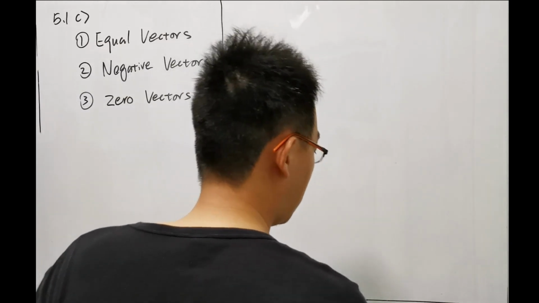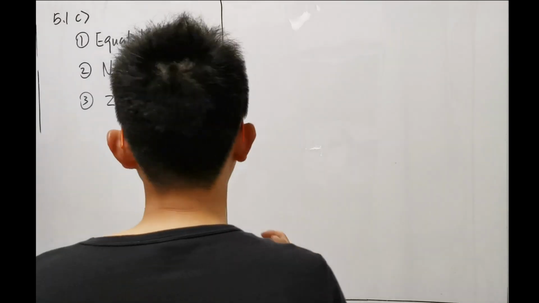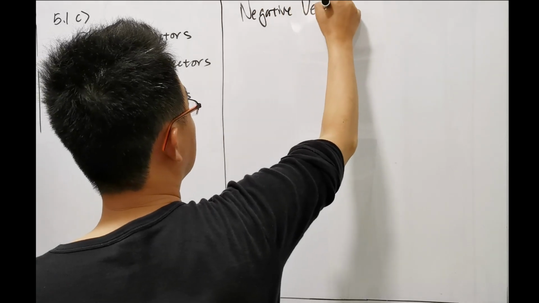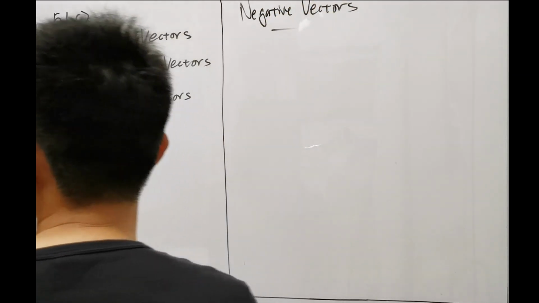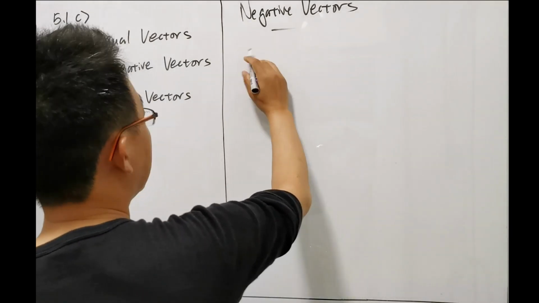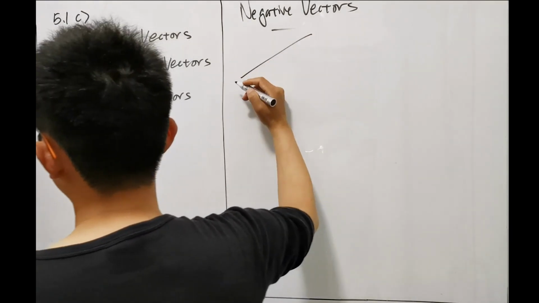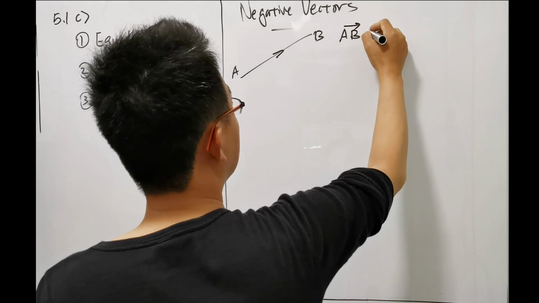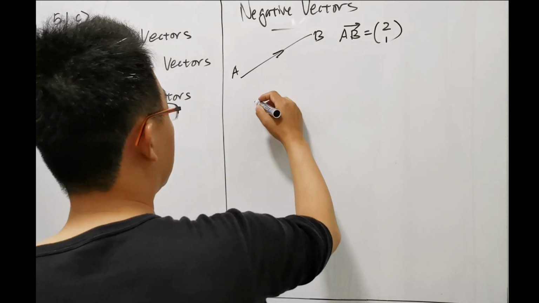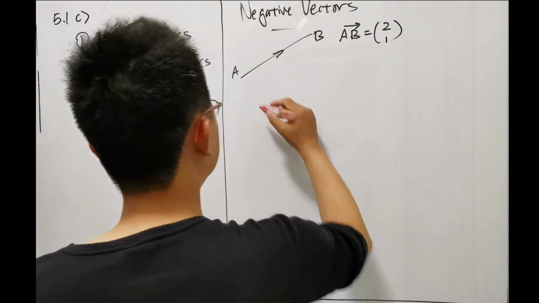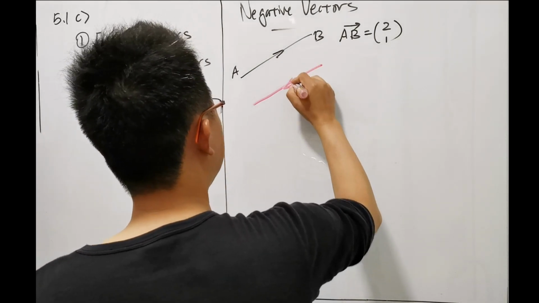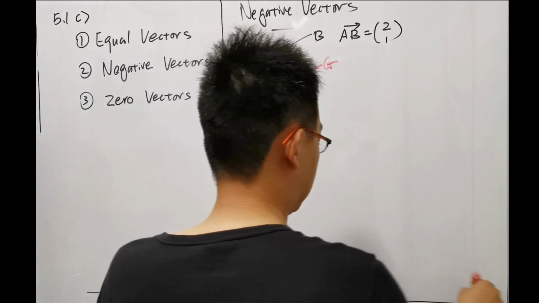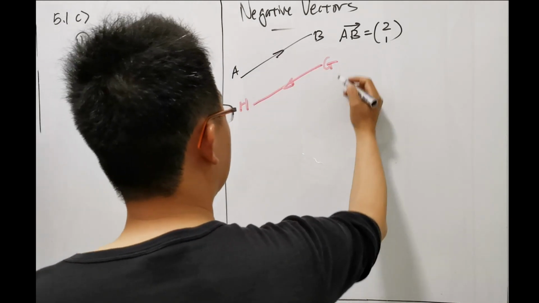The next important concept we're going to talk about is negative vectors. So what are negative vectors? On the other hand, let's say for example we have another case. We have AB. Of course, AB is in this direction, and we know AB equals (2, 1), right? And we also have another line, but they are running in a different direction. So basically they are GH, where the starting point is from G to H.